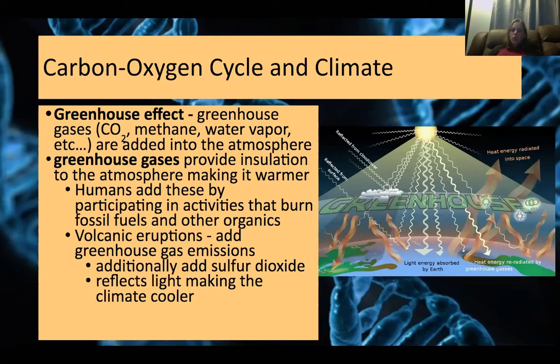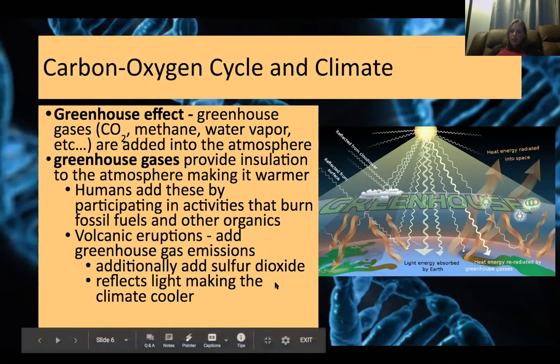So we can't go completely without these greenhouse gases. Otherwise, our planet would become a cold little ball that would be inhospitable to life. You couldn't live here. But we don't need too many, or the planet can become too hot and life forms cannot survive. Now, humans add these different greenhouse gases to the environment by burning fossil fuels and other organic materials. Volcanic eruptions can add these greenhouse gases. And fun fact for you, sulfur dioxide is actually a greenhouse gas that reflects heat back out into space. So it can actually make the planet cooler, and you can have what is called a volcanic winter.